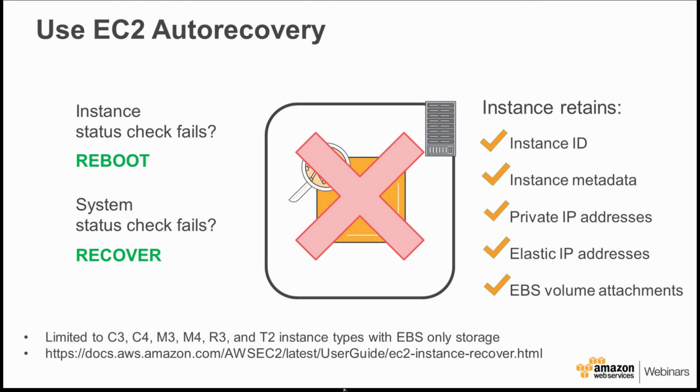So if an instance fails for any reason, you can use EC2 auto recovery to either reboot your instance, or if the underlying instance completely fails, you can use EC2 auto recovery to completely recover to new hardware. EC2 auto recovery allows you to retain your instance ID, instance metadata, your IP addresses, and your EBS volume attachments. EC2 auto recovery is limited to our current generation instances that use EBS storage.